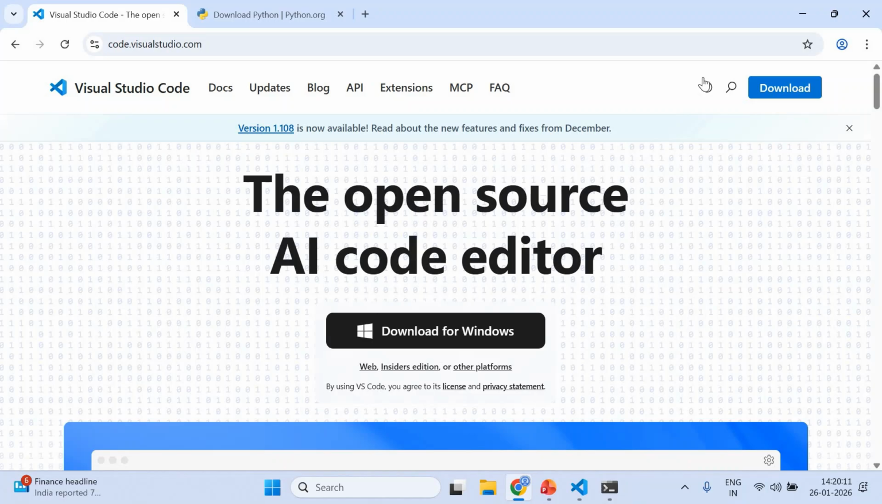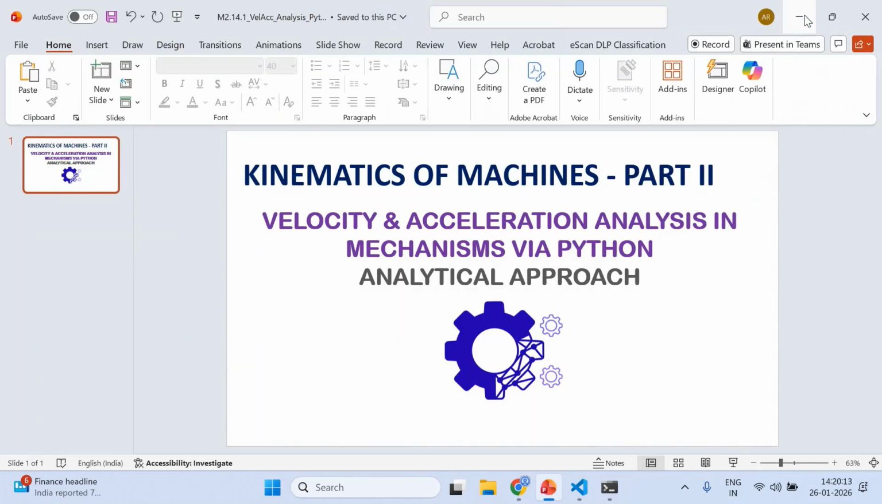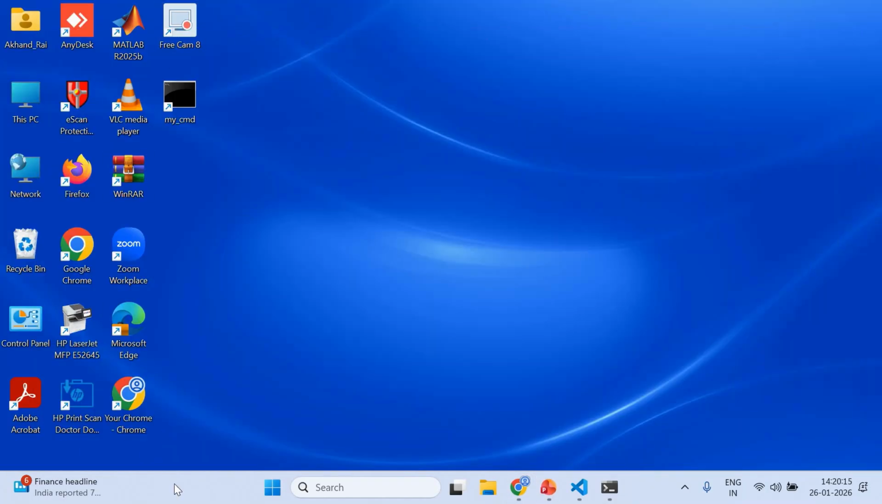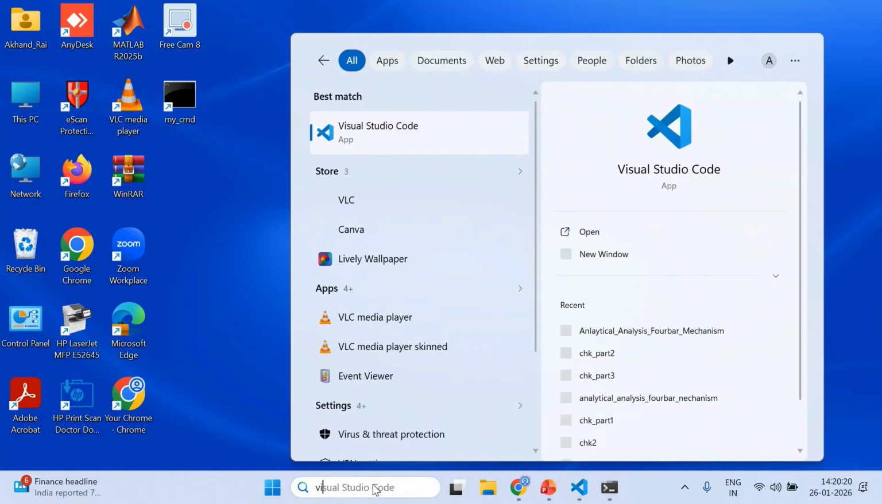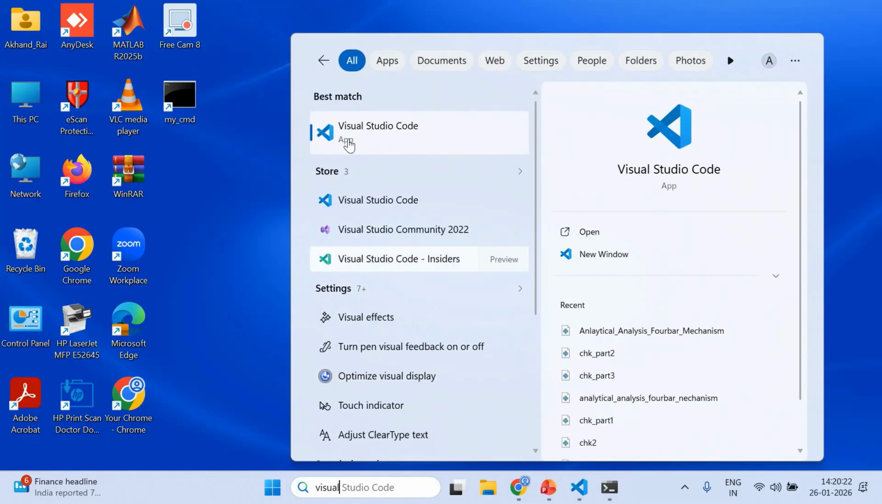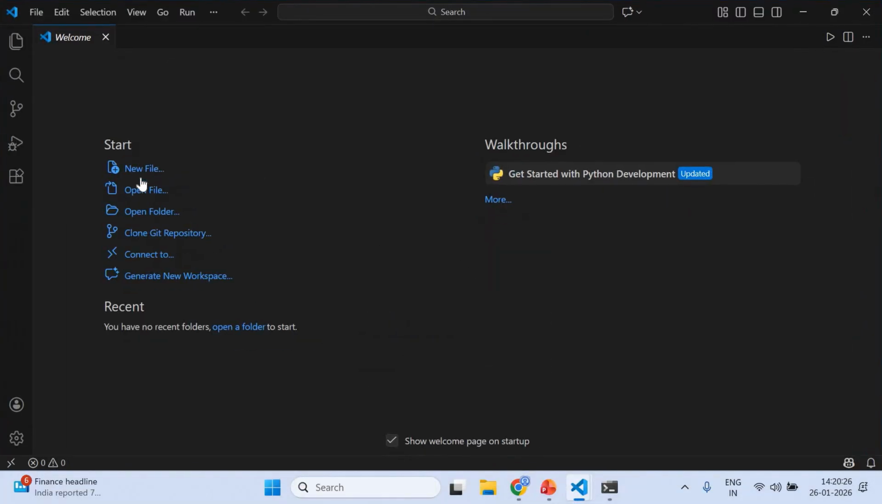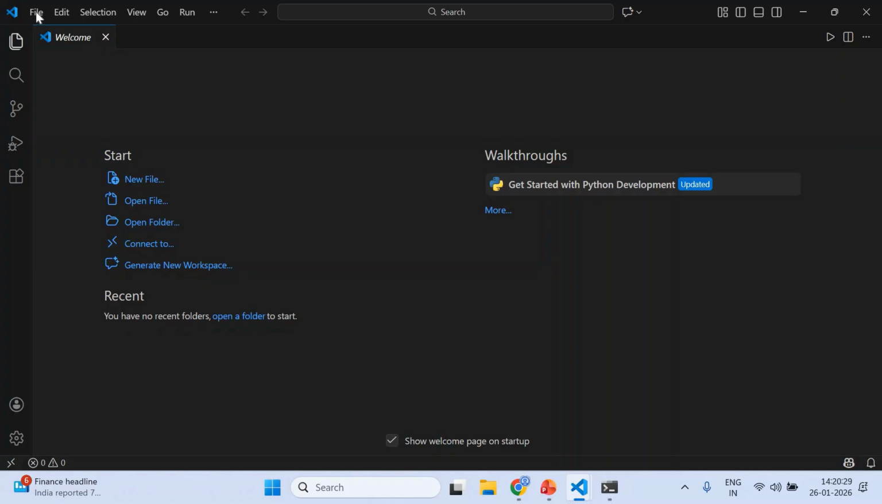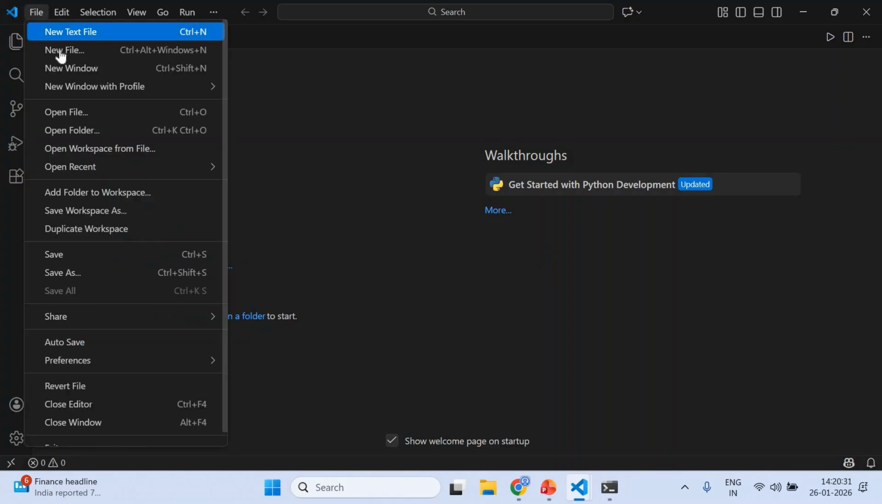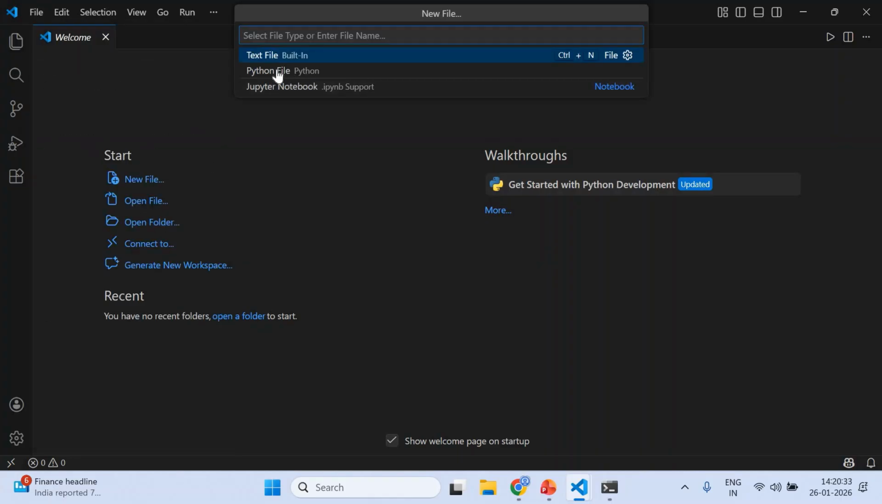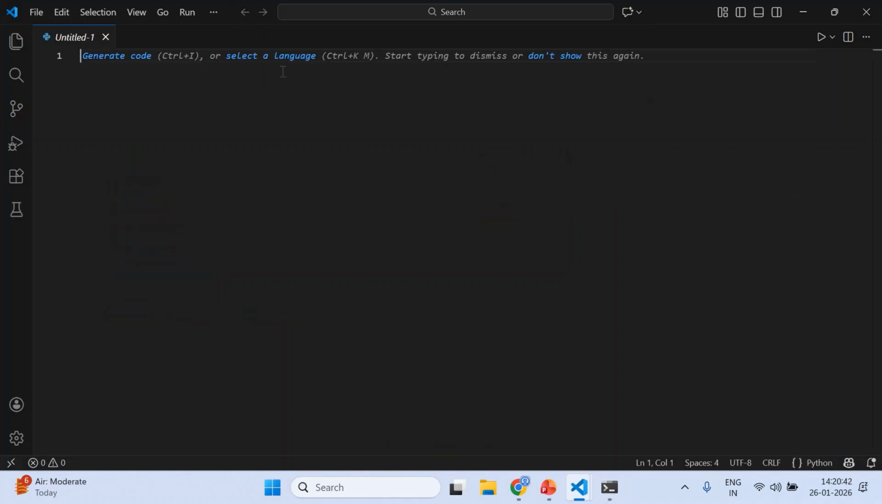Once you install the VS Code editor, it simply creates a shortcut on your desktop, or maybe you can go to the search setting and simply type Visual Studio Code. From here you simply click on open. Now this will open the VS Code editor for you. Now you go to file, click on new file, and then you have an option to select text file, Python file, Jupyter notebook. As per my convenience, I am simply selecting this Python file.